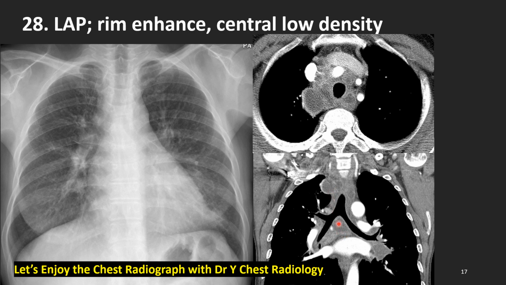Paratracheal, subcarinal, AP window, interlobar and hilar lymphadenopathy of tuberculosis.